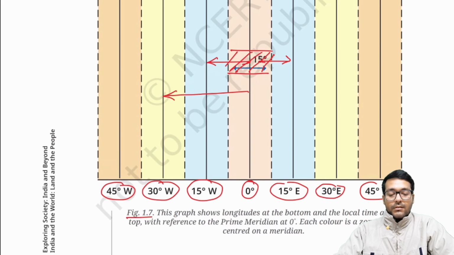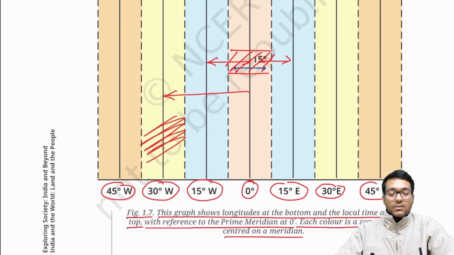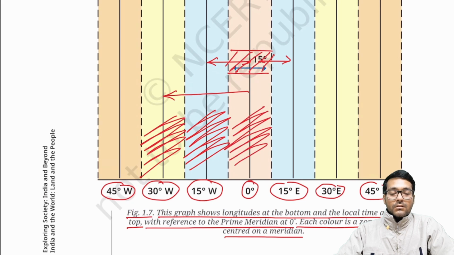Figure 1.7. This graph shows longitudes at the bottom and the local time at the top. With reference to the prime meridian at 0 degree, each color is a zone centered on a meridian. This is a zone of 15 degree. This is another zone of 15 degree. Zone of 15 degree colored using different colors.